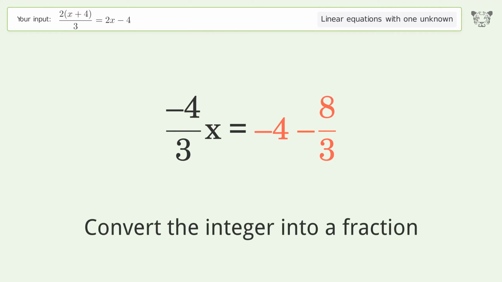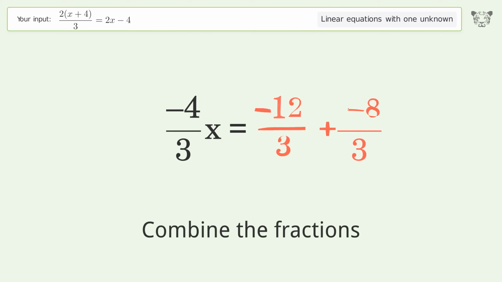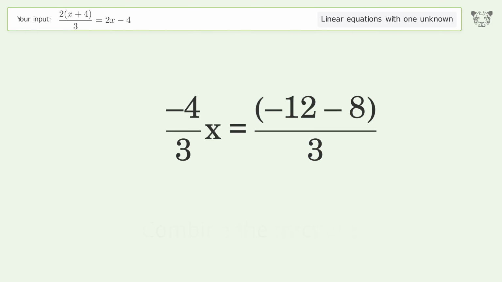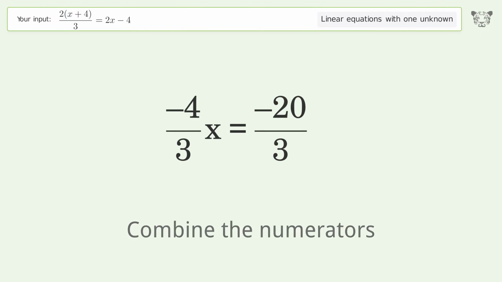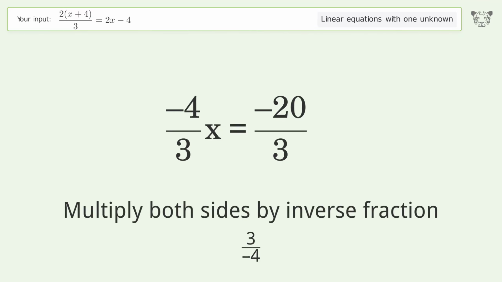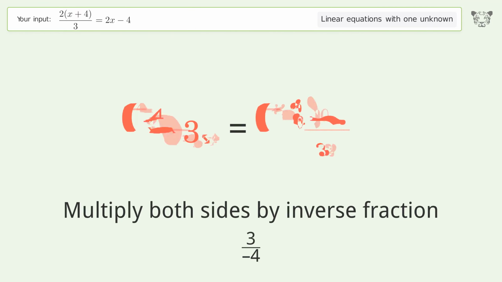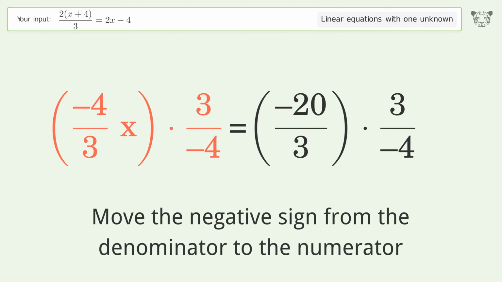Convert the integer into a fraction. Combine the fractions. Combine the numerators. Isolate the x. Multiply both sides by inverse fraction 3/-4. Move the negative sign from the denominator to the numerator.